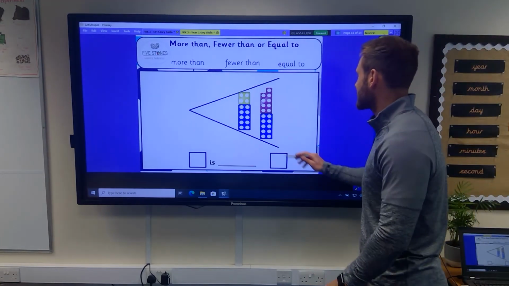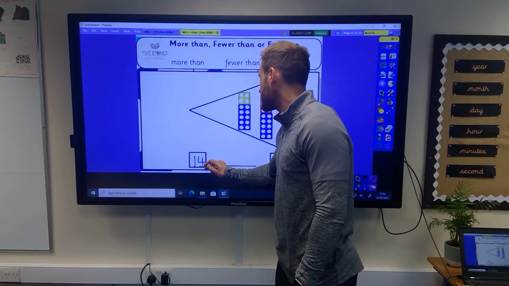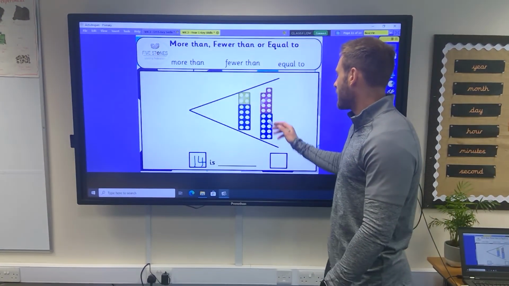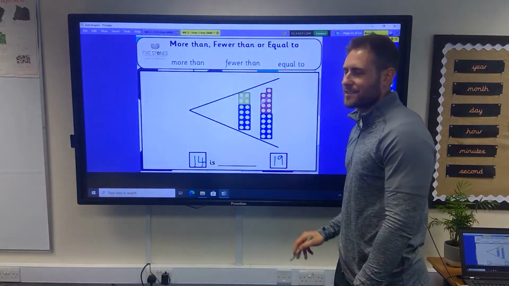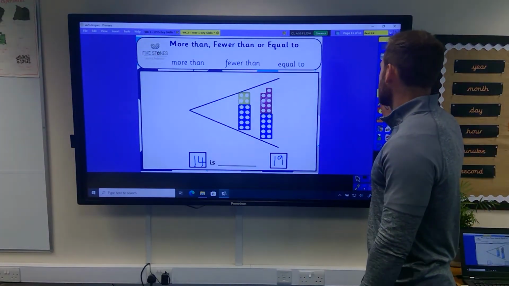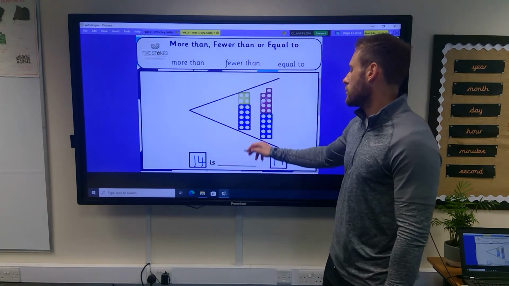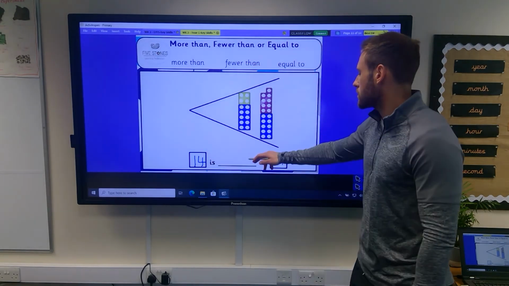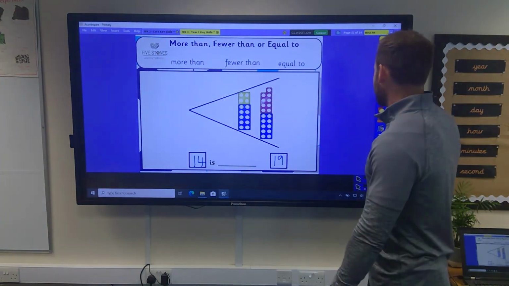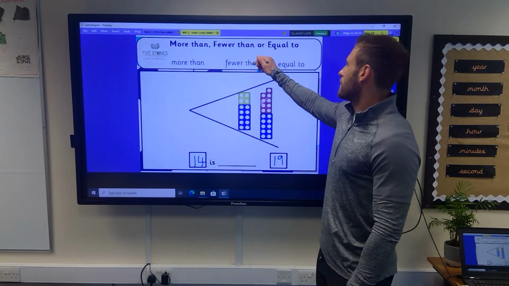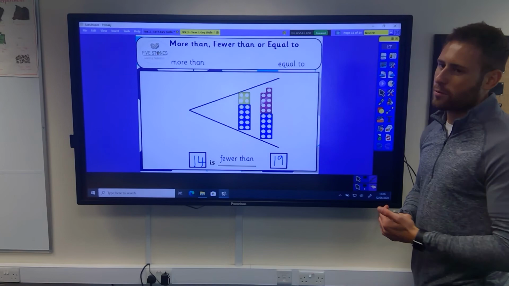Brilliant, we should have recognised this as a 10 and a 4, 1 ten, 4 ones is 14. And this is a 10 and a 9, so we've got a 10 and a 9 is 19. So we now need to figure out whether 14 is more than, fewer than, or equal to 19. 14 is fewer than 19. Yes, 14 is fewer than 19.